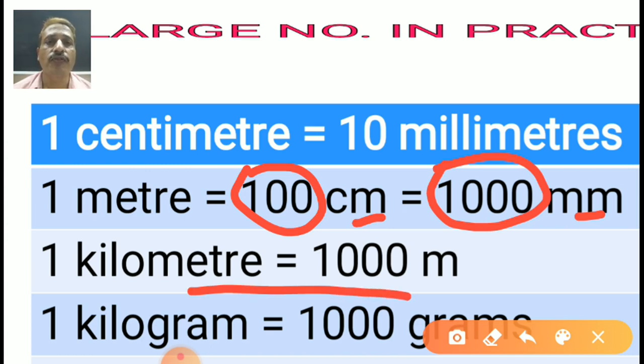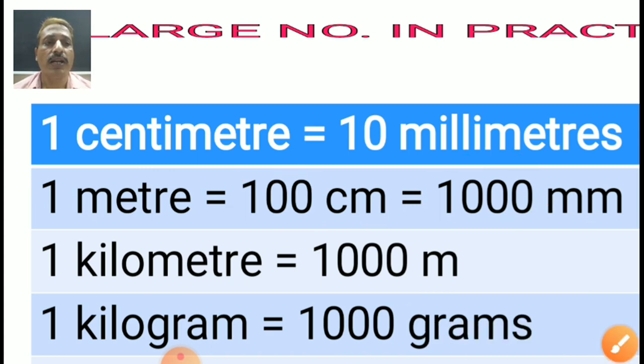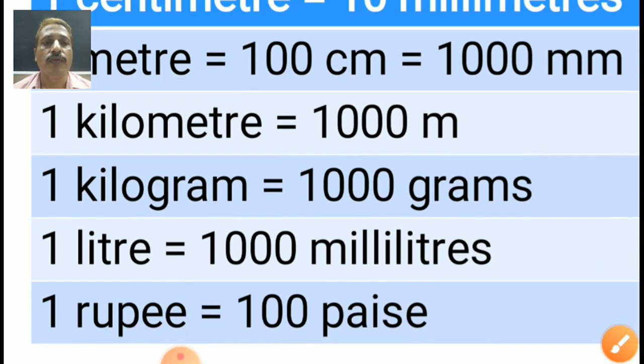1 kilometer means 1000 meter. Same way, when we are going to the vegetable market or provision store, we have to purchase things in the form of kilogram. So 1 kilogram is equal to 1000 grams. Keep it in your mind. Next thing, suppose you are going to purchase petrol, milk, liquid items, which are given in liters. 1 liter is equal to 1000 milliliter.